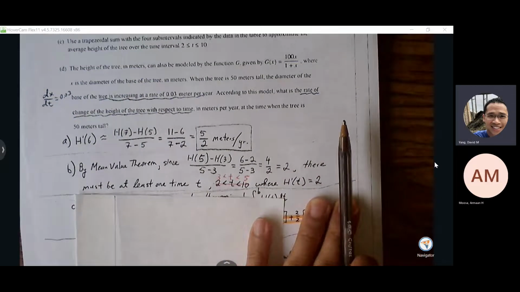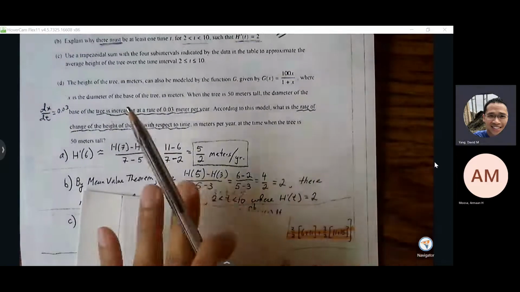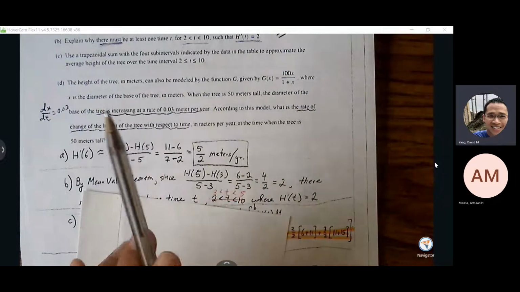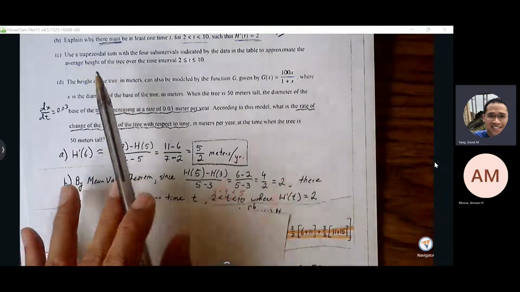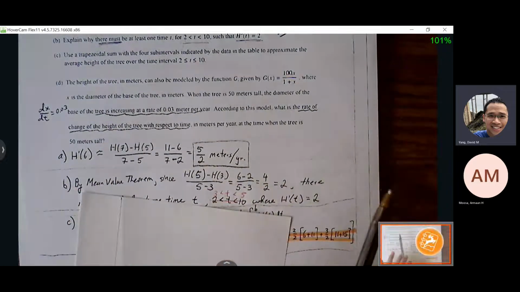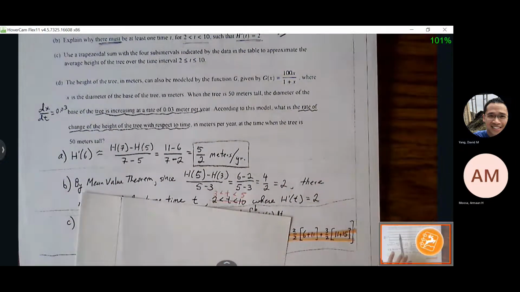Okay, part C. Use trapezoid sum with 4 subintervals indicated by the table to approximate the average height of the tree over the time interval from 2 to 10.